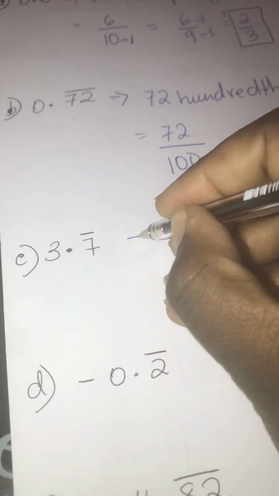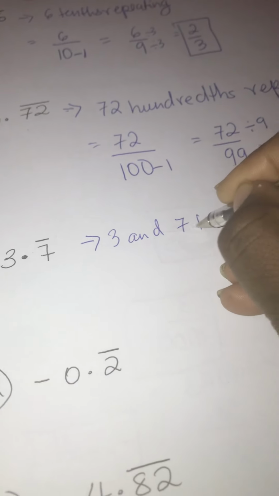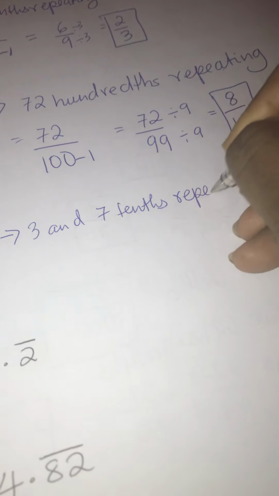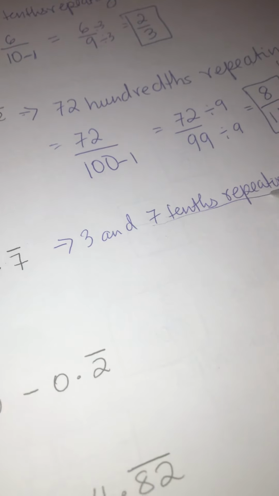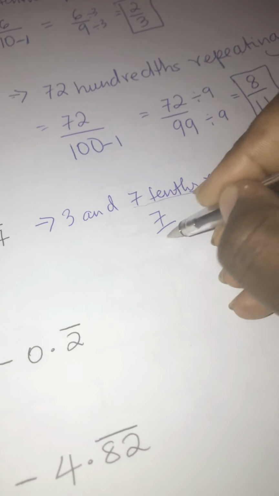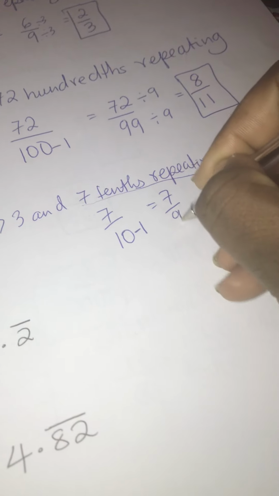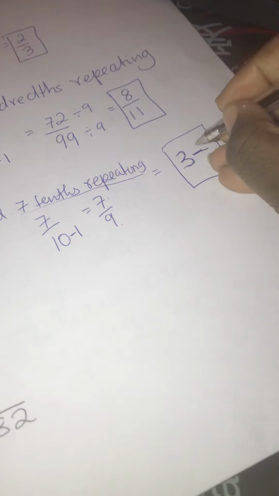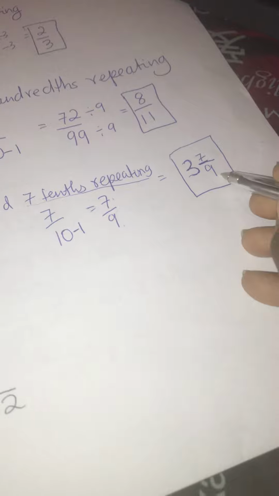Okay. So then I'll just deal with this. So this is 3.7 repeating. I'm only going to deal with this part. So this is 7 out of 10. And since it is repeating, I will subtract 1, and I will get 7/9. 7 and 9 don't have a common factor. So that's my answer. 7 out of 9. So 3 and 7 out of 9.